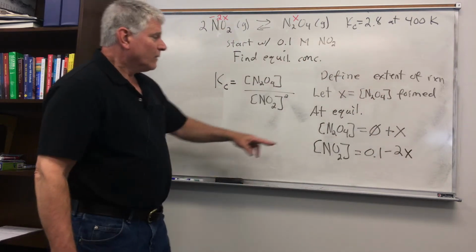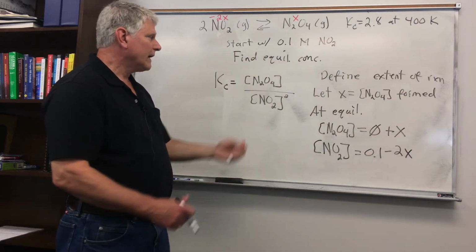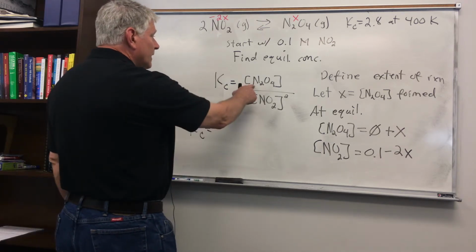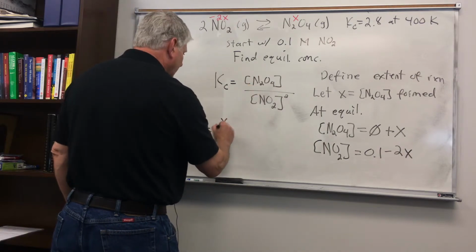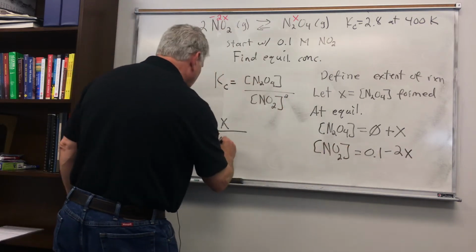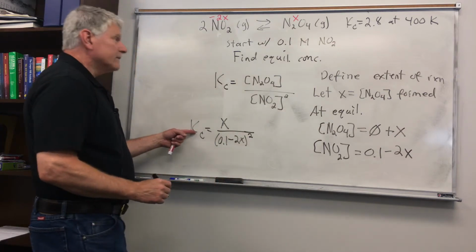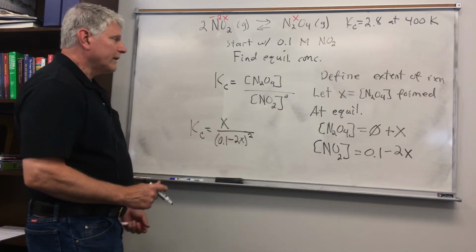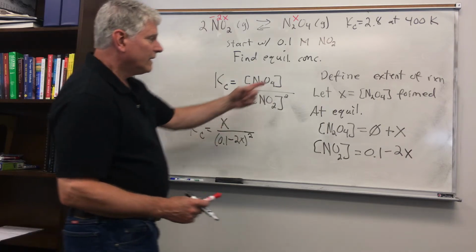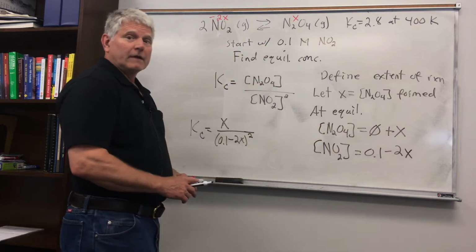So this way, we can plug these values into the equilibrium equation, and we only have one variable, X, to solve for. So the equilibrium constant is equal to the N2O4 concentration, that's just X, divided by the NO2 concentration squared, so that's 0.1 minus 2X quantity squared. And Kc is a number, 2.8, so we could just solve algebraically for X to find the equilibrium concentrations. Once we find X, we can just plug X back in, and that will give us our equilibrium concentrations. So let's go ahead and do that.